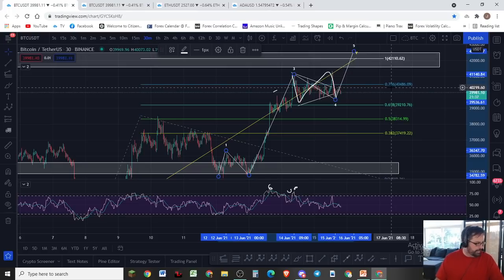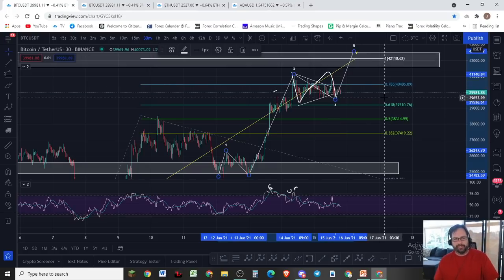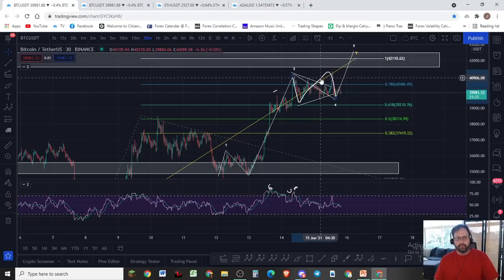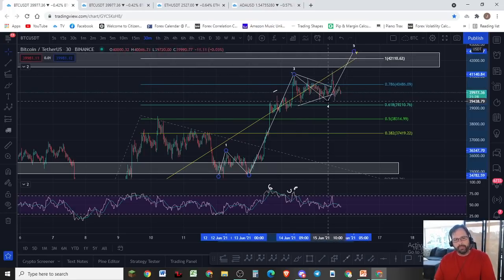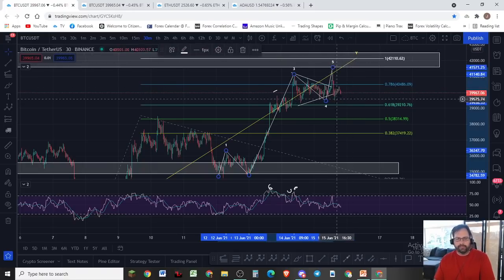Okay, so which one is it? Well, again, I don't know the answer here, guys. But do I have a bias? Yes, I have a bias that this was indeed a triangle. This was the 4th wave as a triangle. We got the 5th wave spike, and now we have a reversal wave to the downside. Okay? Now, what does that mean?